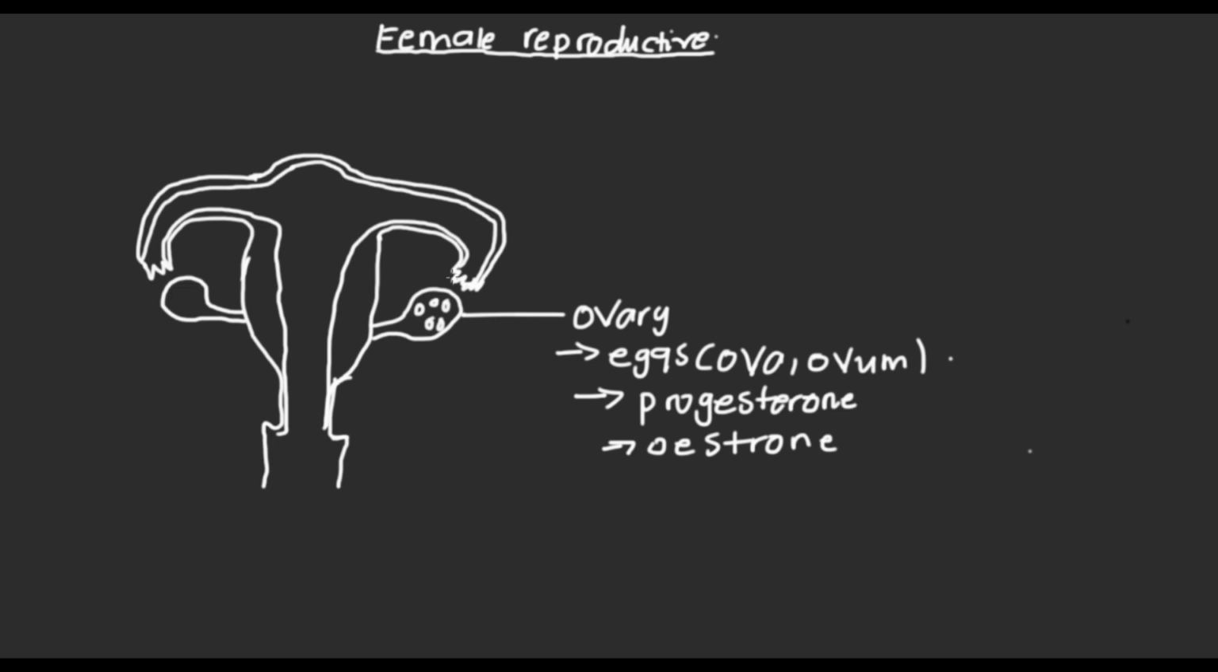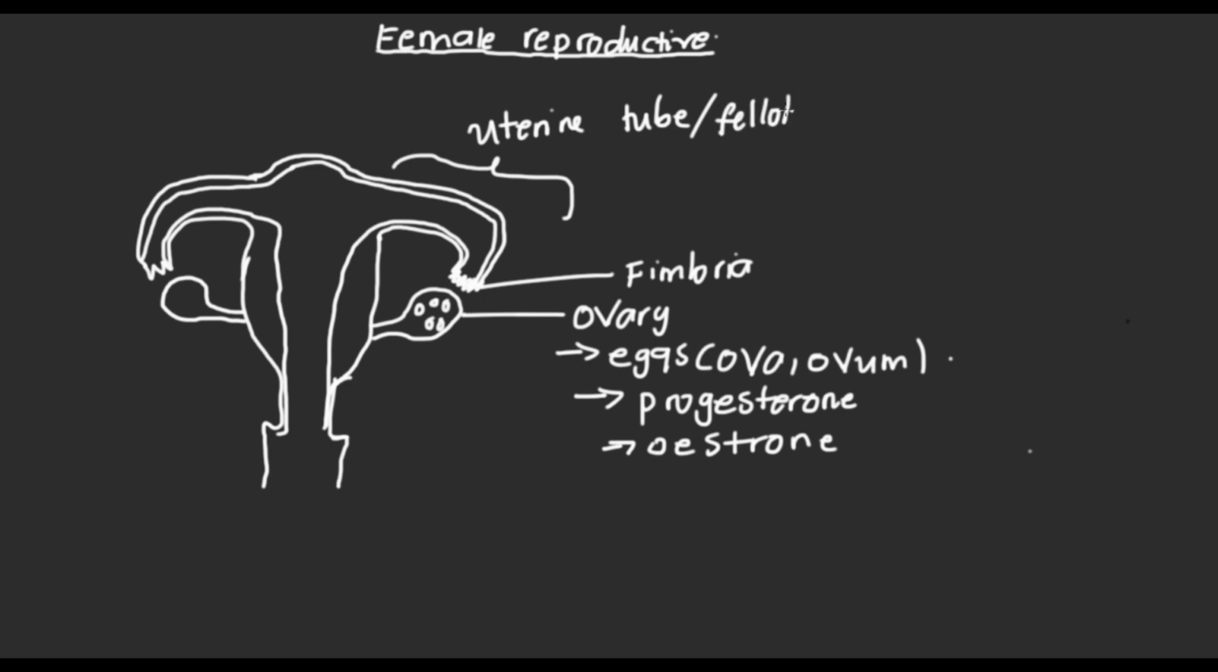Now, away from there, we have this structure that has a funnel-like shape. This is called a fimbria. The function of the fimbria during ovulation is that it receives a mature ovum from the ovary and deposits it into the tube. Now, this tube here is called a uterine tube. In some books you may find it as fallopian tube. If not fallopian tube, we can also call this one an oviduct.